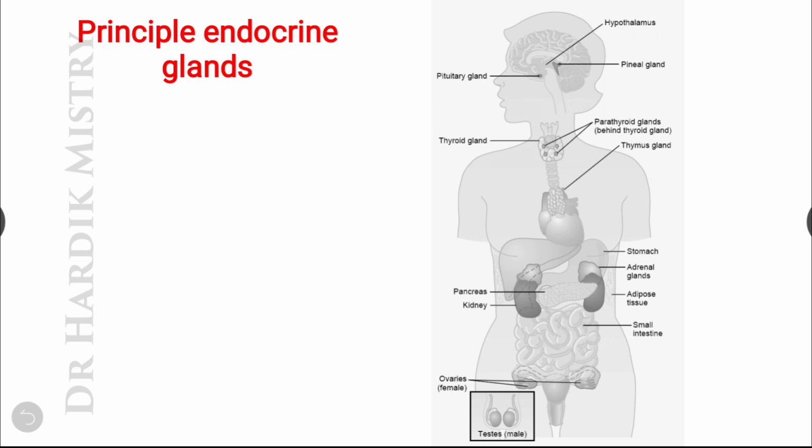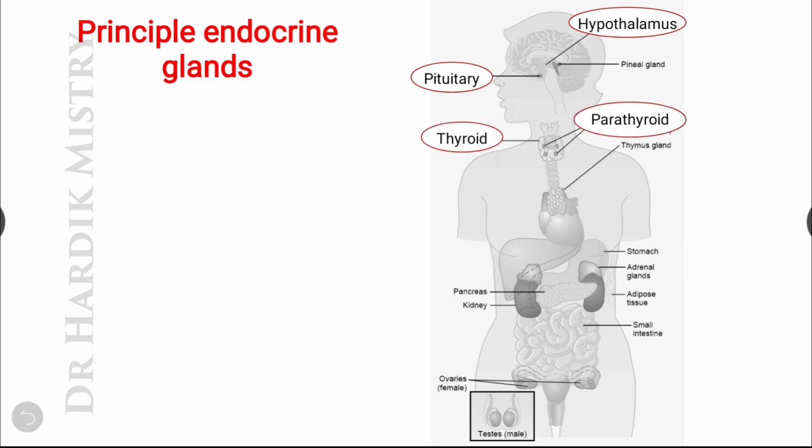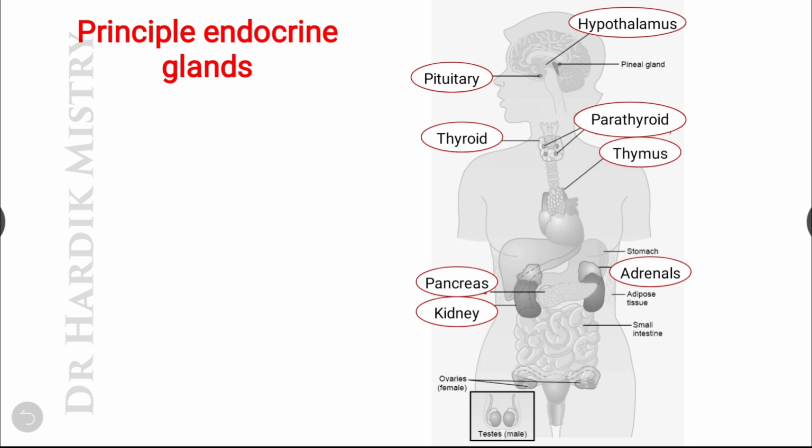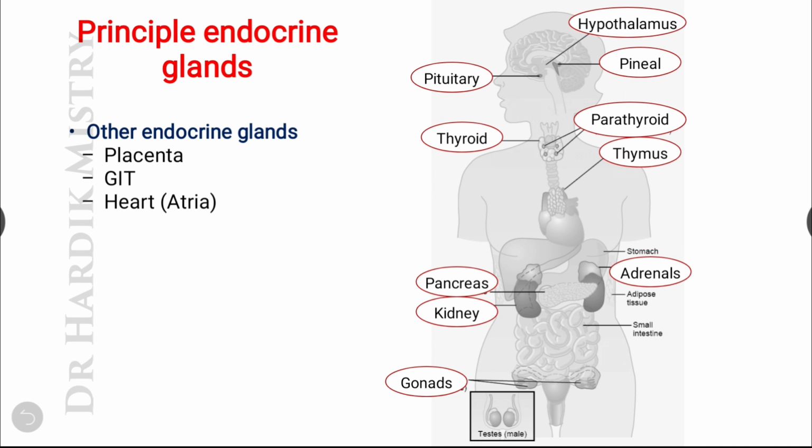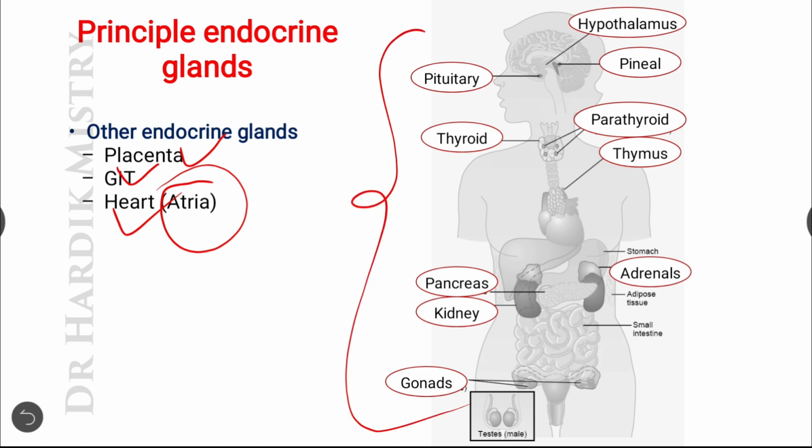Now, the principal endocrine glands inside our body, starting from the hypothalamus: pituitary gland, thyroid gland, parathyroid gland, pancreas, adrenal gland, kidney, thymus gland, pineal gland, and gonads, which include the ovary and testes. Other endocrine glands include the placenta, GIT and heart, specifically the atria portion of the heart. So these are the different endocrine glands inside our body.